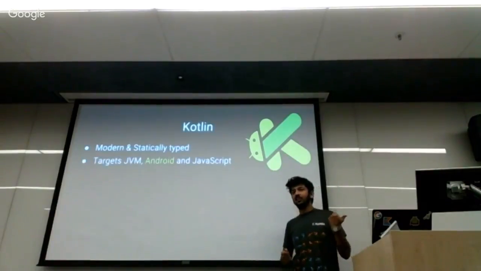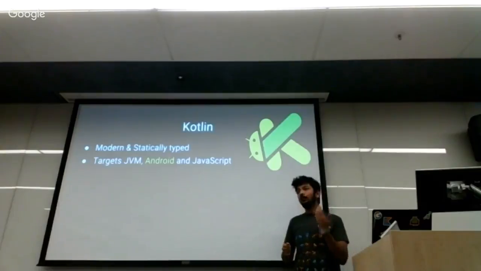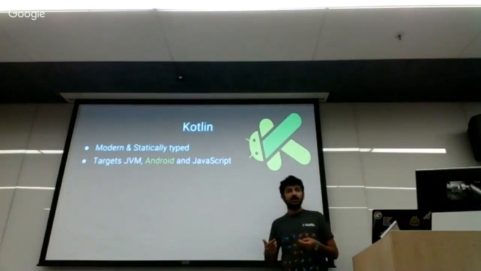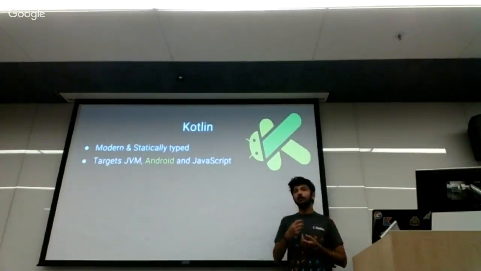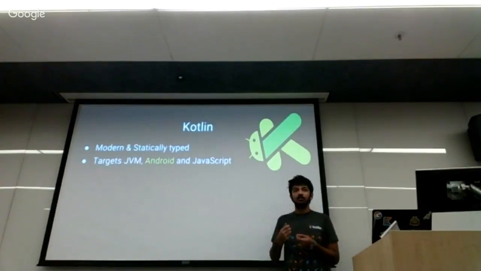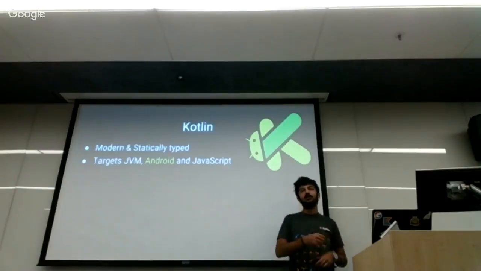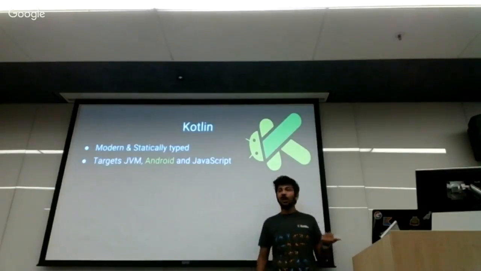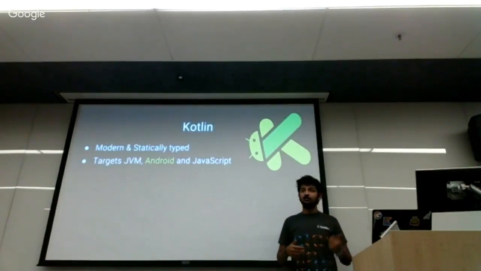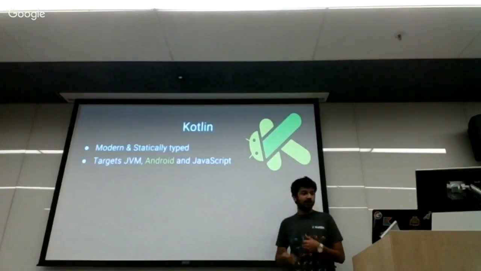Secondly, it targets JVM. By that, it means that when you compile Kotlin code, it generates bytecode which is readable by the JVM. Just like when we compile Java code, the bytecode is readable by the JVM. Same way, Kotlin bytecode is readable by the JVM. And as Android uses the JVM, that's why Kotlin can be used on Android.